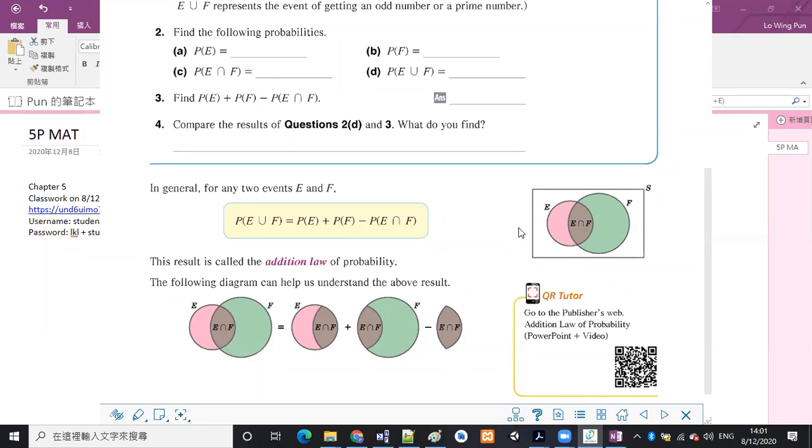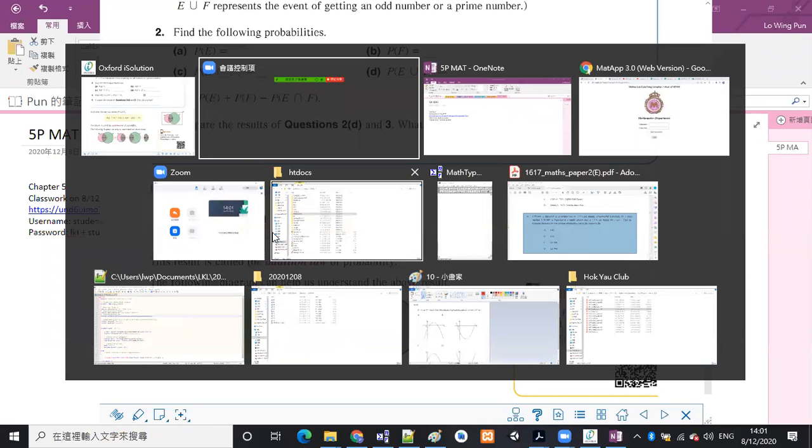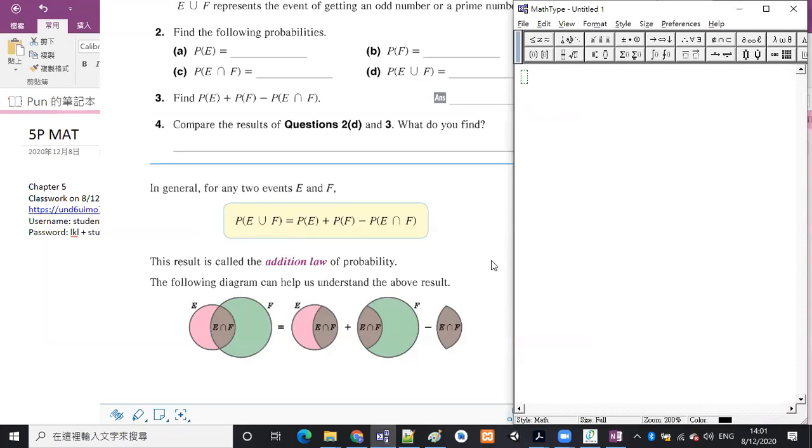In chapter 5 we are going to learn how to find the probability when two events are joining together. That will be slightly more complicated events, but not many cases. It will be just 2 to 3 different cases you need to remember. And the first one is this. Don't be scared by the symbol. You may copy the following things down first.